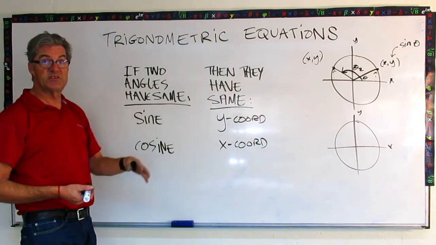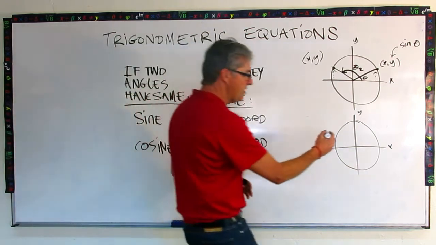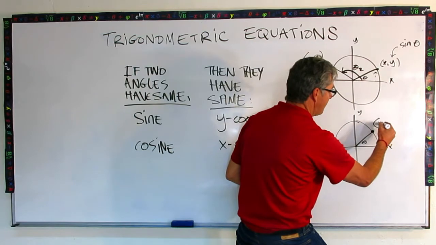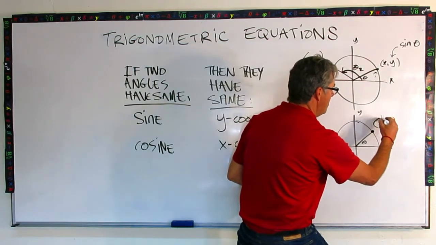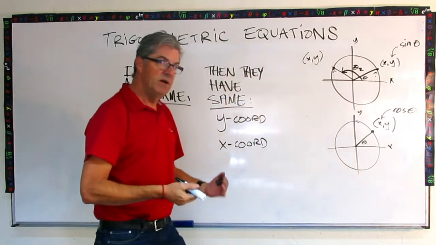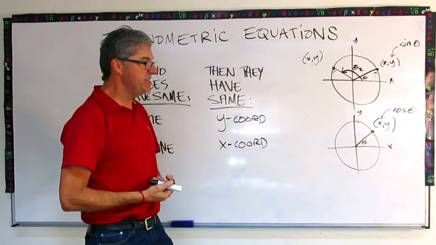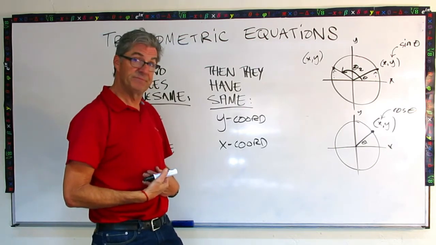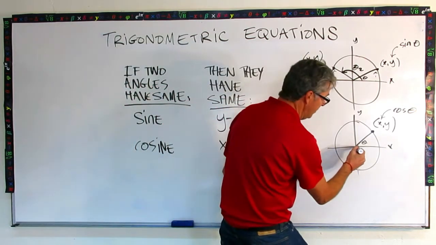Now let's do that on the unit circle with an x coordinate. Let's do the same kind of thing to start. Here's our point, here's our theta, and now we have our x, y there, and we know that the x coordinate is cosine theta. Okay, so think about that for a minute. Where is the other angle that has the same x coordinate? Okay, that would be down here.